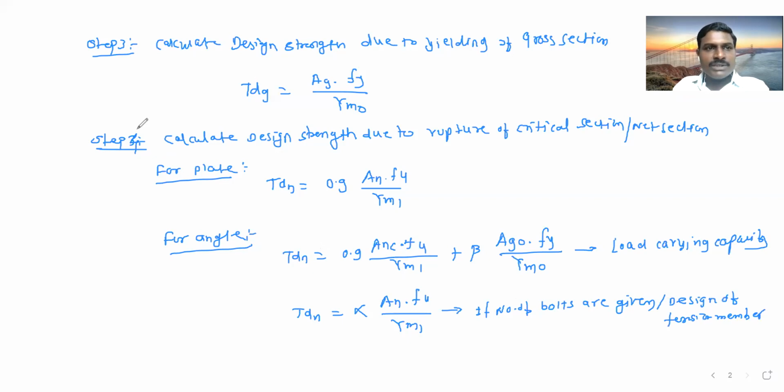Now we can see here the type 1, that is load carrying capacity, and type 2 is for design of tension member. So in the design of tension member, we will always use this formula, the alpha formula, and in this particular type we will use the beta formula. So these two formulas we have also seen in detail. Okay.